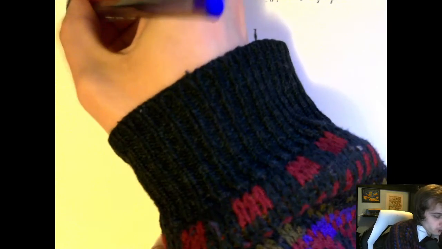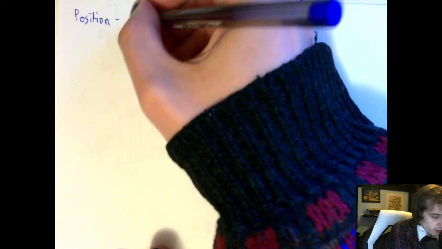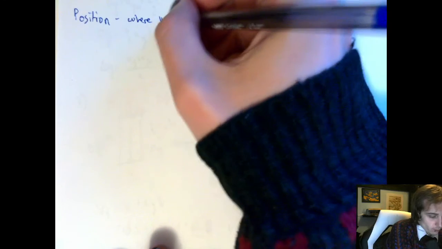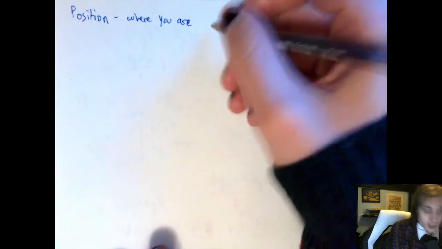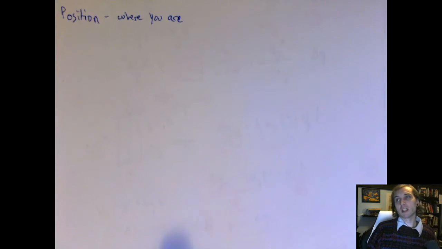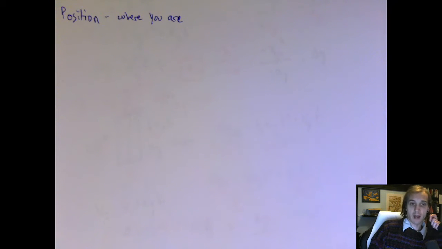So we're just going to start out with some vocab. First off, we've got position. Your position is a way of telling you where you are. But the problem is that where you are is really hard to describe unless you're careful about how you're describing it.